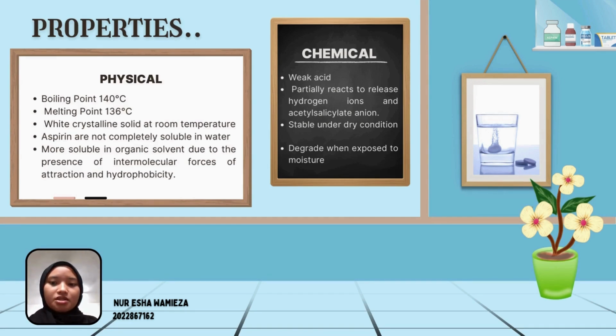The chemical properties of aspirin are shown through its reactions. Aspirin is a weak acid that partially reacts to release a hydrogen ion and an acetylsalicylate anion. Aspirin is relatively stable under dry conditions and degrades in the presence of moisture to form salicylic acid and acetic acid. The powder-air combination of aspirin can be explosive, which limits the quantity of powder that becomes airborne, like flour, inside the structure.